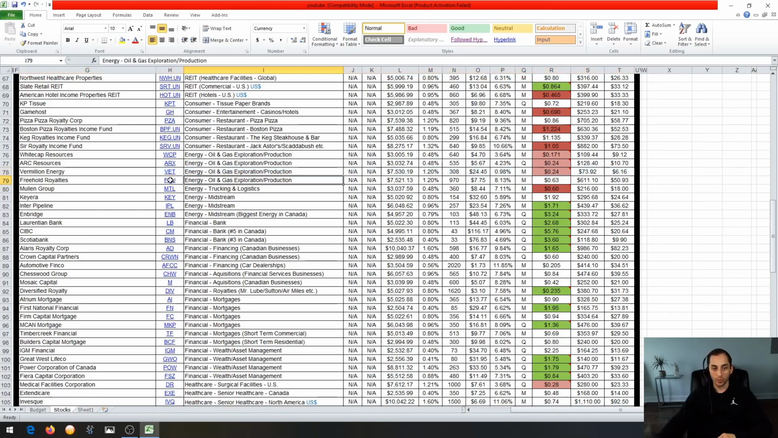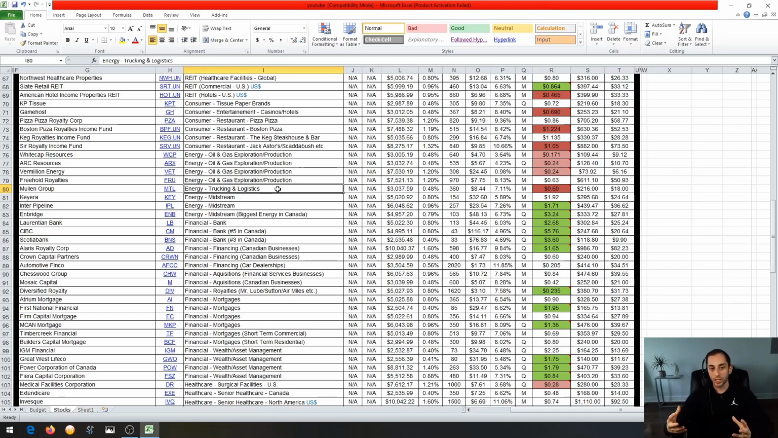My favorite one, though, by far out of the oil and gas exploration is Freehold Royalties. I love anything with royalties in the name because the point is to give dividends to its shareholders. So far, they haven't announced any dividend cut. I am expecting one, but we'll see what happens. The next one is called Mullen Group. So I put this part of the energy section here, but they specialize in trucking and logistics.